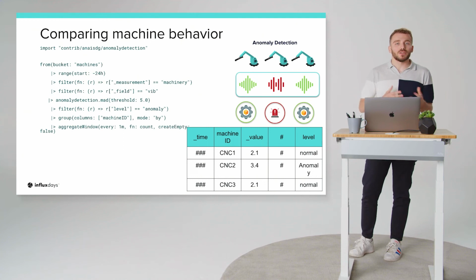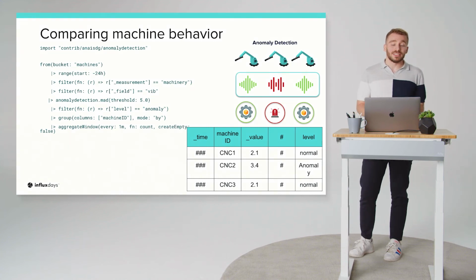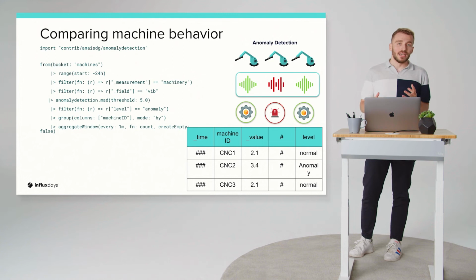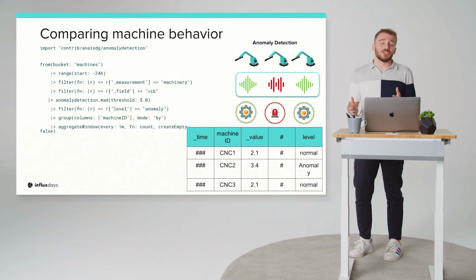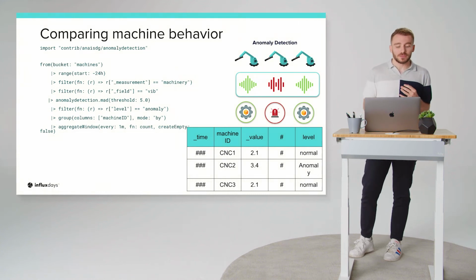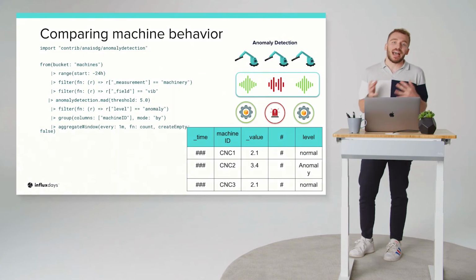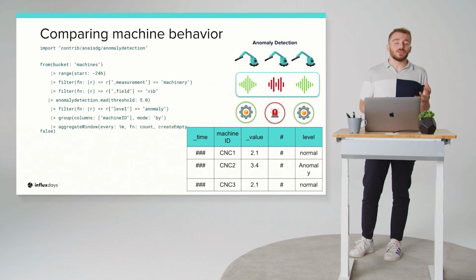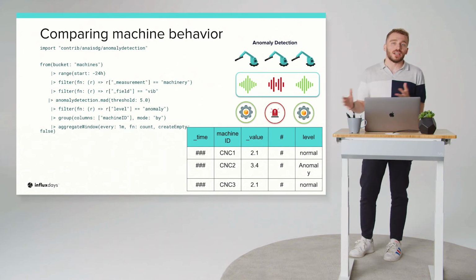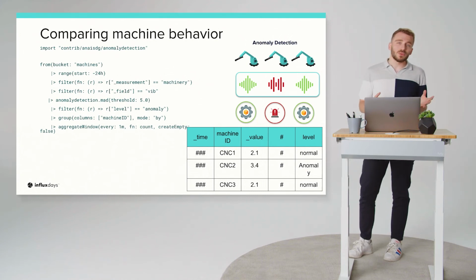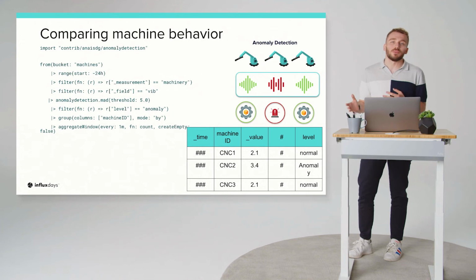Lastly, and one of the most advanced ones that you can do with Flux is comparing machine behavior. And this is when we look at anomaly detection, or basic anomaly detection, within Flux. Essentially what we're doing here is we're using median absolute deviation to detect when a machine is deterring from the pack. And what do I mean by when we deter from the pack?